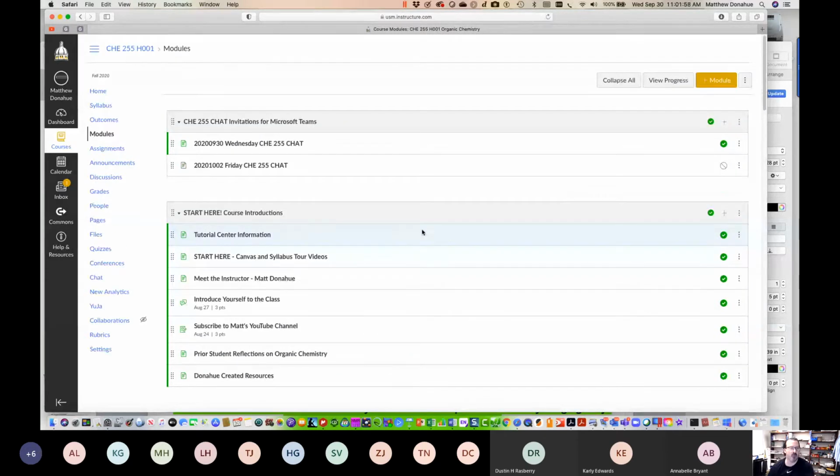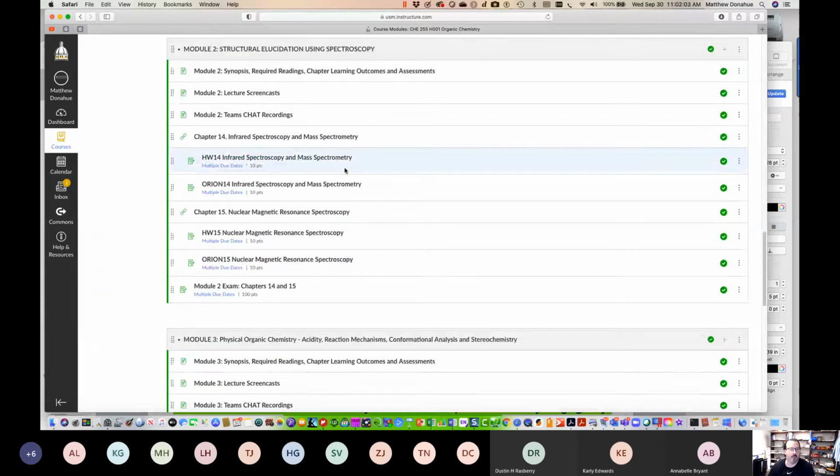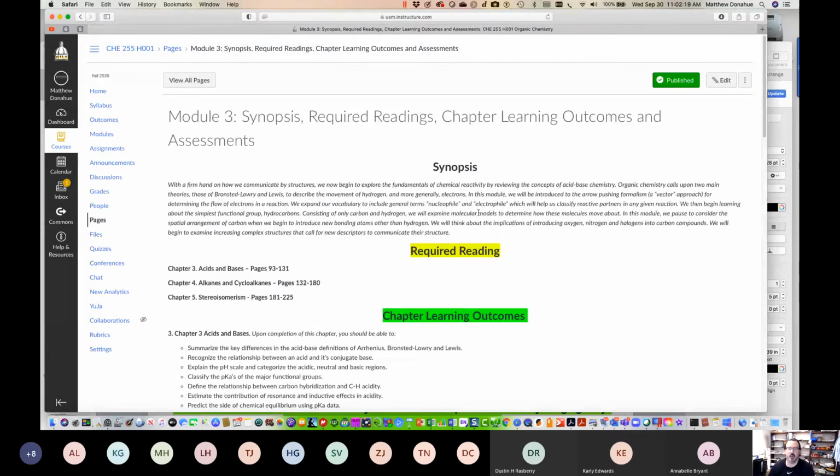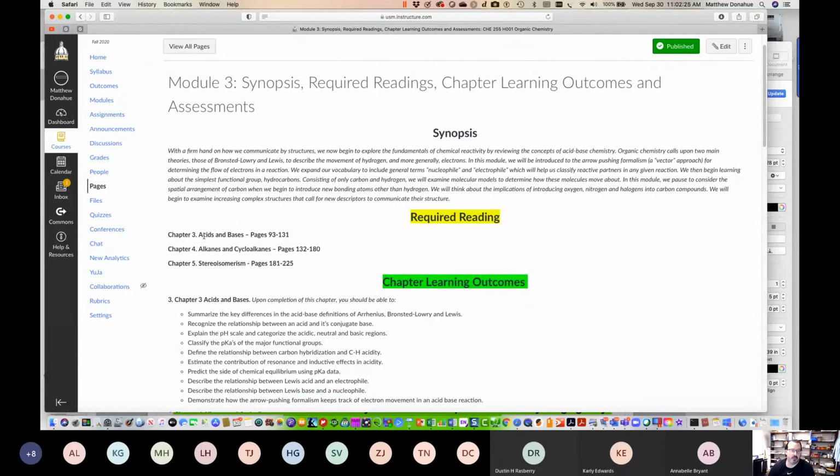So again, this is the module page. So modules, and we scroll down. Now we're on module 3, which I'm calling Physical Organic Chemistry: Acidity, Reaction Mechanisms, Conformational Analysis, and Stereochemistry. If you click in the synopsis, this tells you what the big picture of these 3 chapters is. Your required readings are chapters 3, 4, and 5.